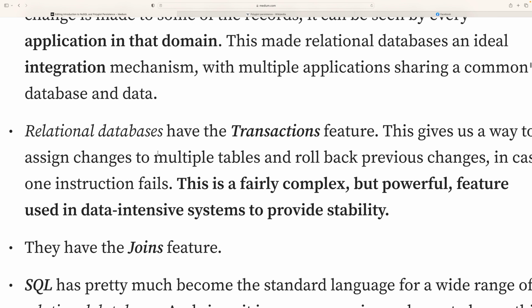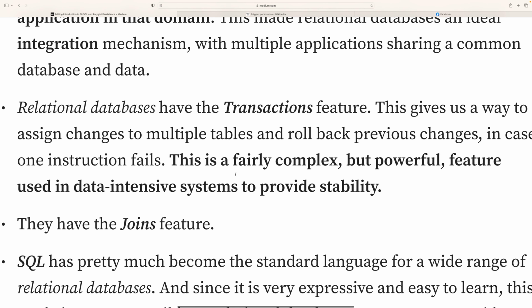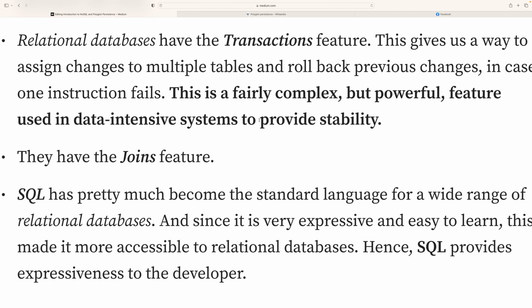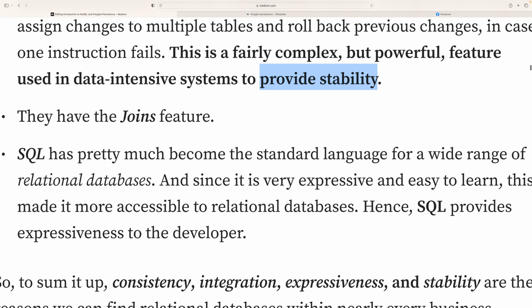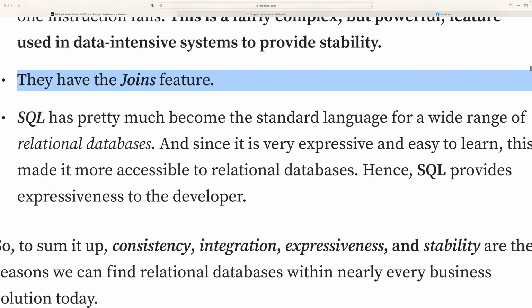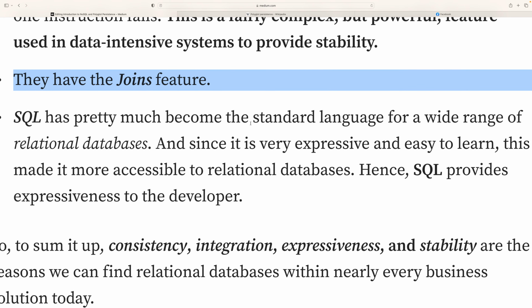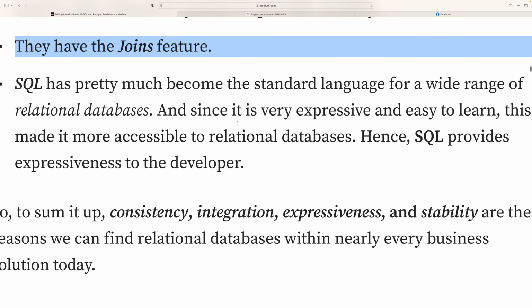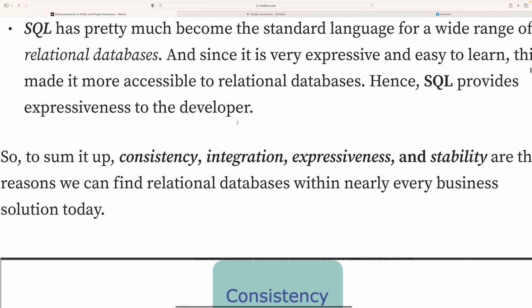The third part is that relational databases have a transaction feature. This gives us a way to change multiple tables and roll back the previous changes in case the transaction fails. This is a fairly complex but powerful feature used in data-intensive systems to provide stability. Also, the next part is the join feature in SQL. SQL has pretty much become the standard language for a wide range of relational databases, and since it's very expressive and easy to learn, this made relational databases more accessible. Hence SQL provides expressiveness for the developer.